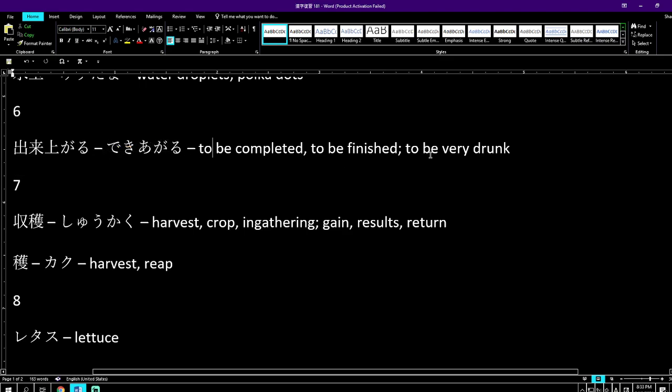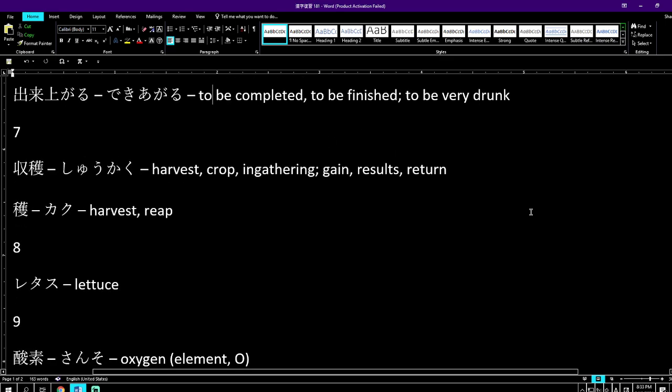I get the kind of image in my head of filling a tank up for getting drunk or to be completed or finished. Dekiagaru. To be completed, finished, or drunk. Dekiagatta. Dekiagaru. To be finished or drunk.